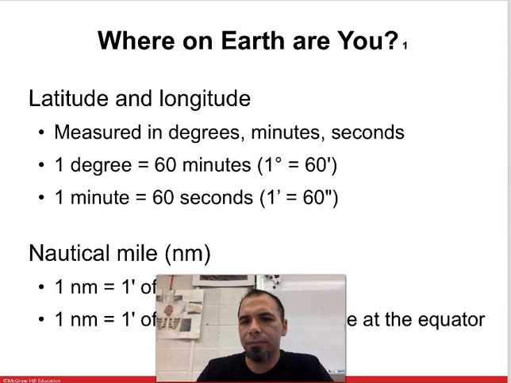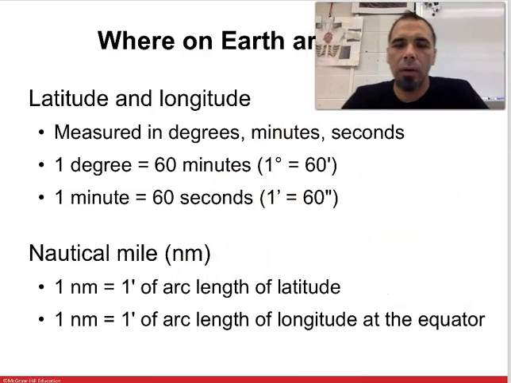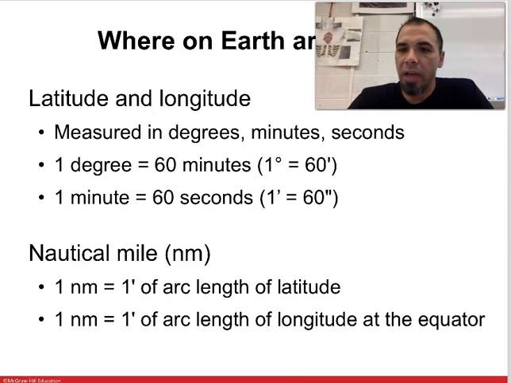So where on Earth are you? Right now I'm in Tiffin, and I should probably look up my latitude and longitude. When we talk about latitude and longitude, I don't know where to put my face. That'll work right now. Measured in degrees, minutes, and seconds. So 1 degree equals 60 minutes, 1 minute equals 60 seconds. We'll get more into this in a later chapter.